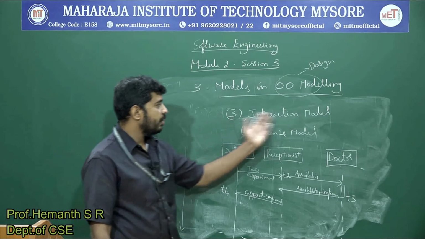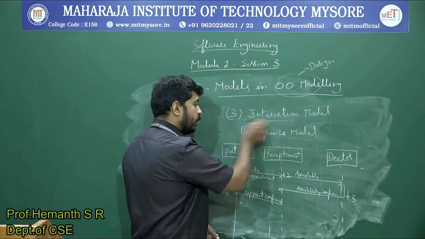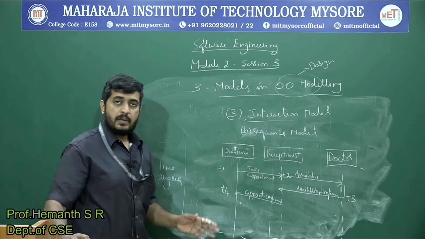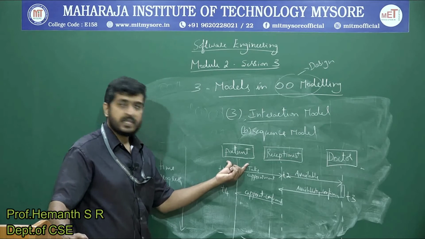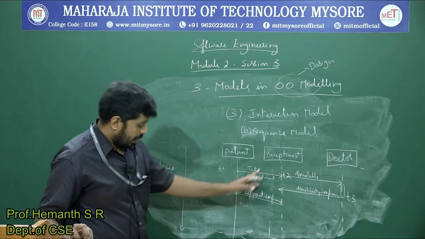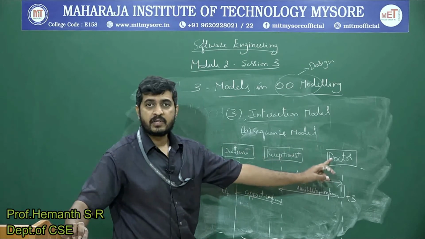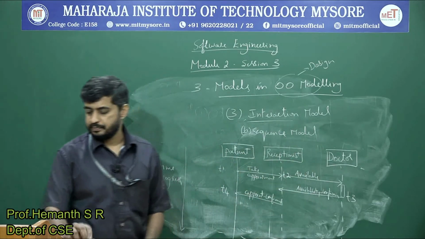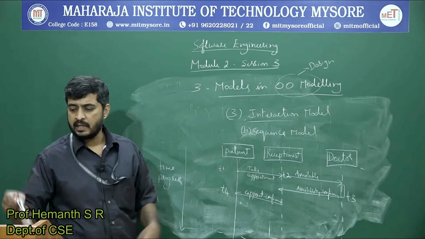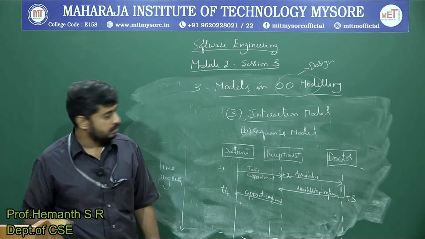It's a type of interaction. Why is it coming under the interaction model? You can see how objects are interacting with one another. For example, you can see how a patient object is interacting with the receptionist object. You can also see how a receptionist object is interacting with the doctor object. So this was the sequence model coming under the interaction model.